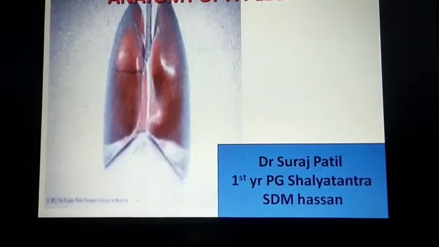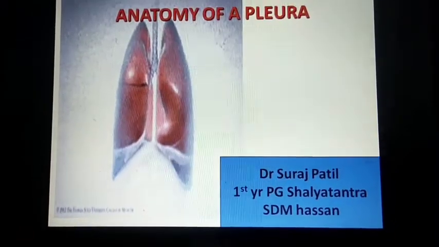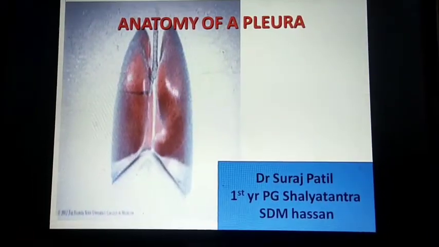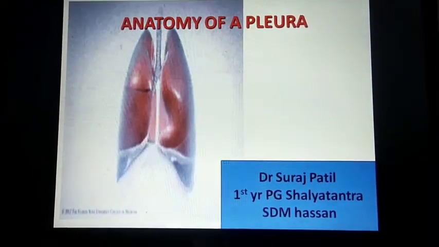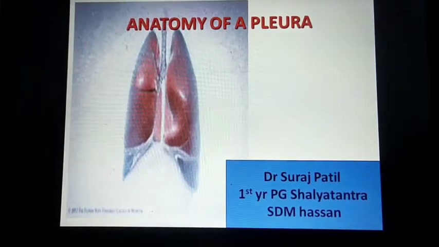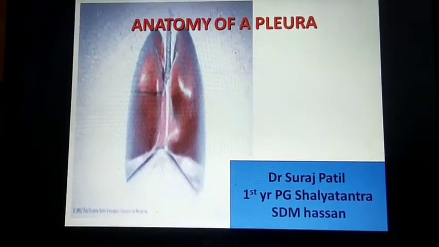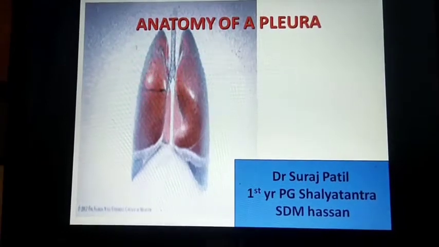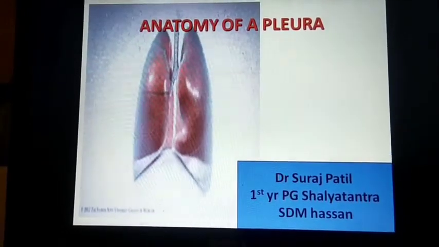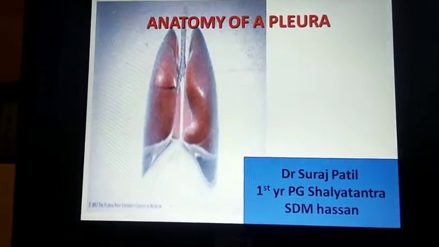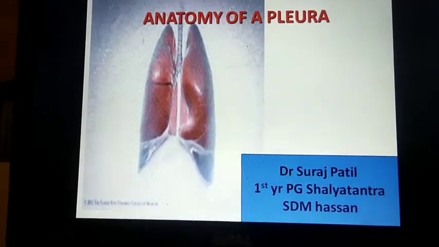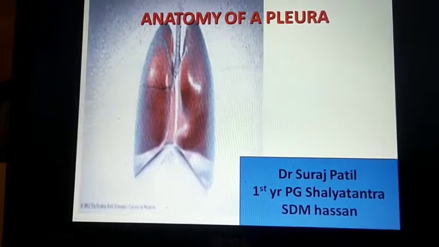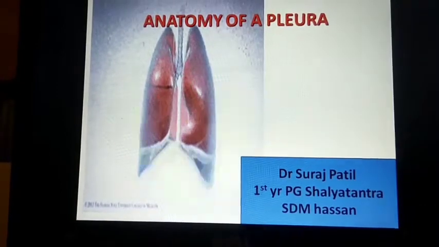Good afternoon, everyone. Today we will go over the anatomy of the pleura. Pleura comes from the Greek word, meaning side of the body or side of the ribs. It is present just beside the ribs, beside the body. That's why it is called pleura.